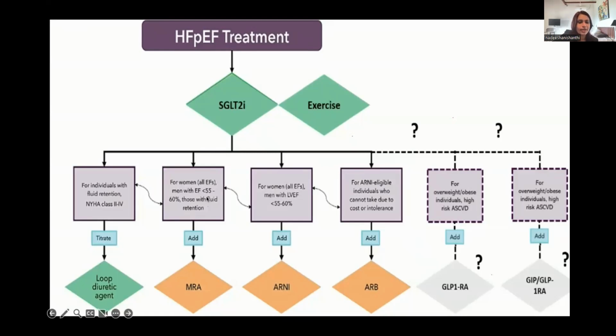So that is the PARAGON heart failure trial. This is the TOPCAT trial, and then came the EMPEROR trial and the DELIVER trial. If the patients are not eligible for ARNI, or they do not tolerate it, and sometimes it is very expensive, then we have to add an angiotensin receptor blocker.